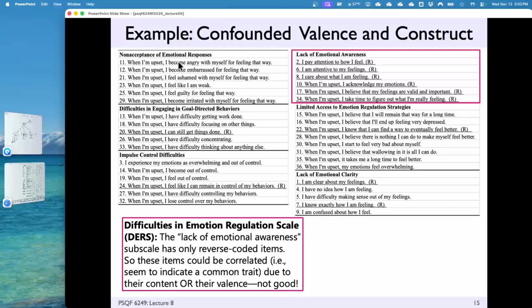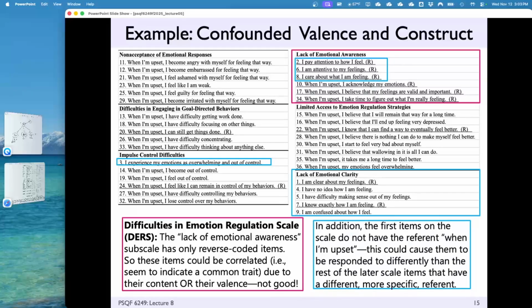So each of these bold-faced names are different factors. Those are the items that seem to measure them. And you'll note here the lack of emotional awareness all had reverse-coded items. That's not good, right? Similarly, the first items on the scale did not have the referent "when I'm upset." All these other ones have "when I'm upset" showing up everywhere in the item, until you get to either lack of emotional awareness or lack of emotional clarity, right?